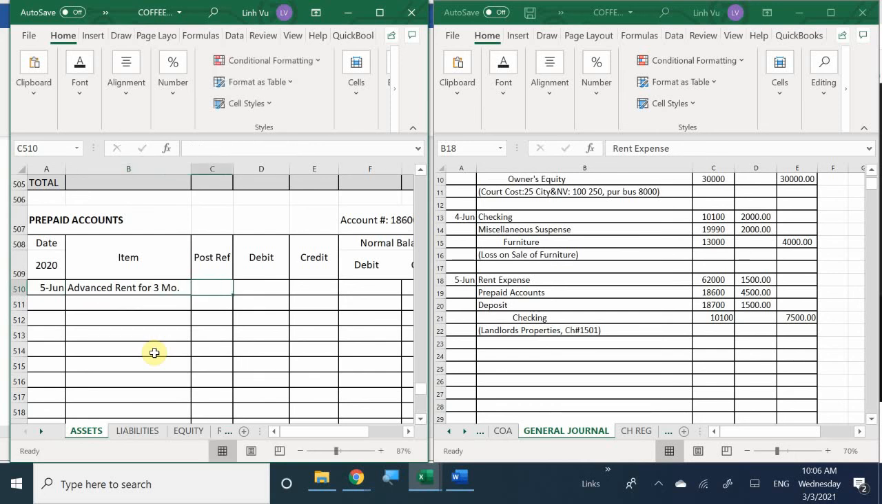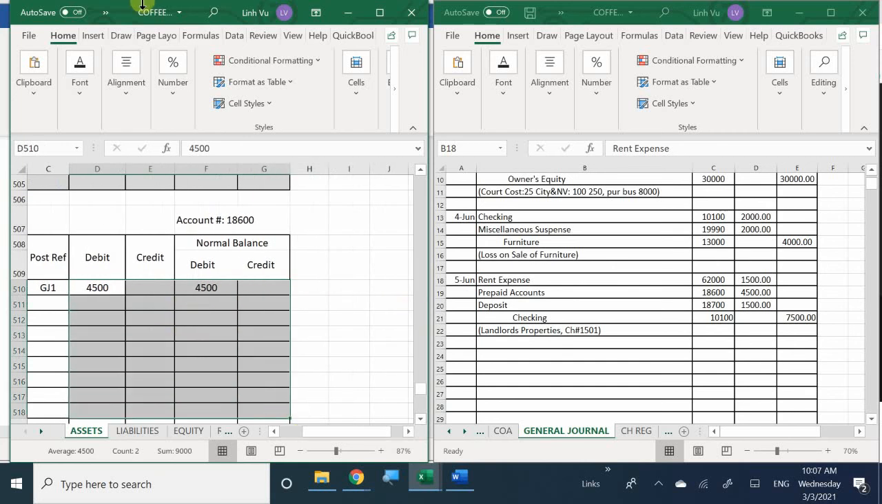Post reference again is going to be, we're still on the first page, general journal number 1, and it's going to be debit for the $4,500. So if you want to be specific, you could say it's $1,500 per month, and you purchase a total of 3 months in advance. But here I just put advanced rent for 3 months. Okay, for $4,500. All right, I'm going to go ahead and format this.